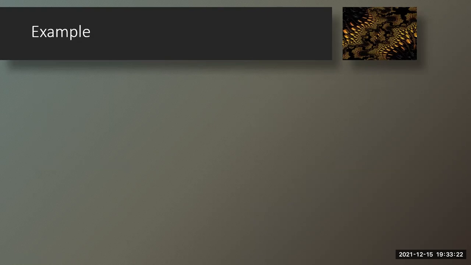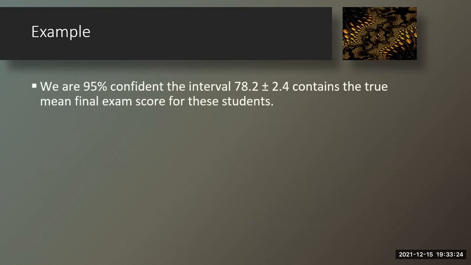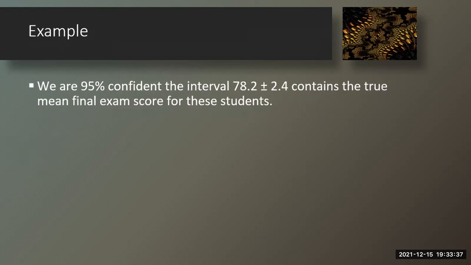So we are 95% confident that the interval 78.2 plus or minus 2.4 units contains the true mean final exam score for all of these students. And I only looked at 40. There we go.